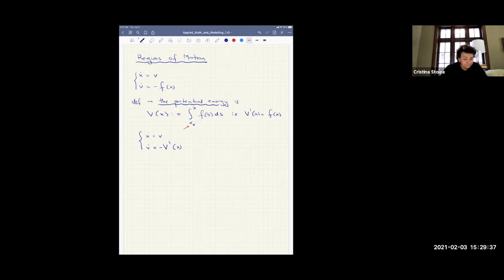Okay, I'm coming back to this thing with the regions of motion. So once we have this, let's call this 1, and then we have attached to it immediately the energy conservation that says that 1 over 2 v squared plus this v of x equals a constant, and I called it h, where h, by convention, represents a constant. If you want, this h would be the value of these things at time 0.